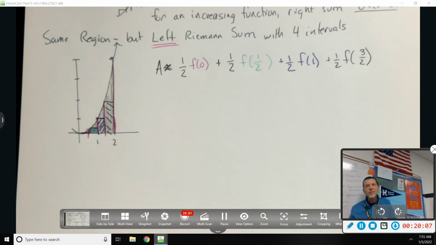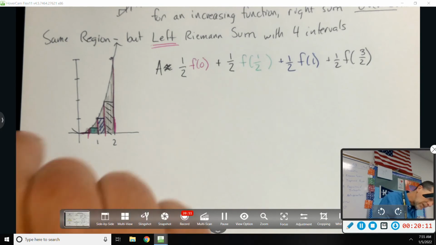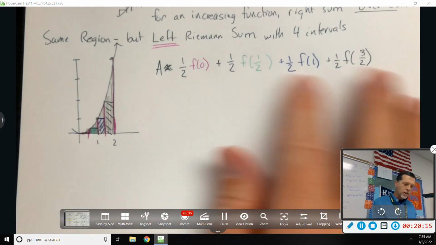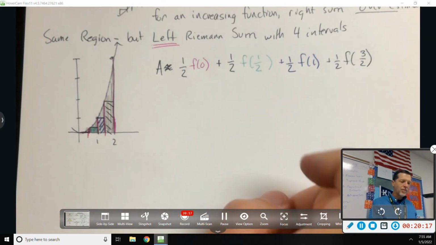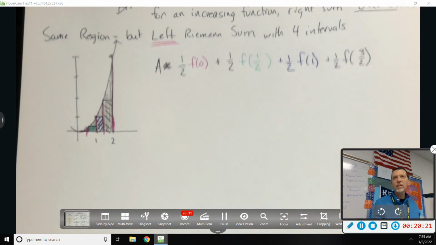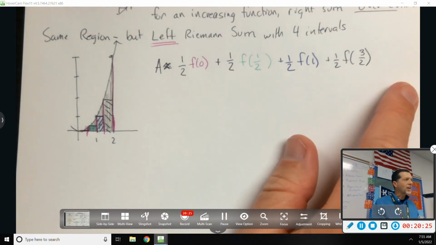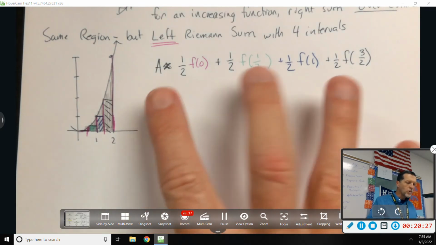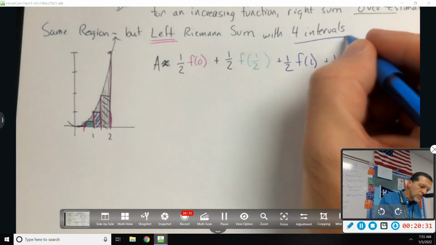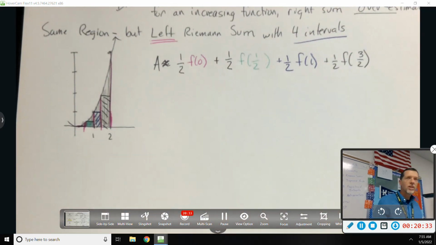The trick or the mistake that people make is they'll get used to not looking at the picture and trying to write the formula, and they'll put another term on there. They're like, oh, look at the pattern, f of 0, f of 1/2, f of 1, f of 1.5, and it said to go to 2, so I'll put f of 2 on there. But then that'd be 5 rectangles. So be careful when you get to this stage. Do a quick check. 4 intervals. I better have 1, 2, 3, 4 terms there, 4 areas to add up.